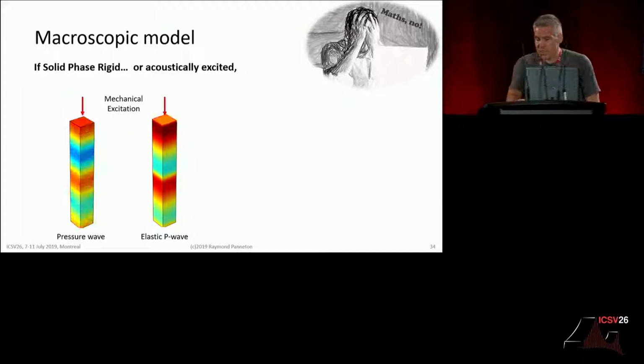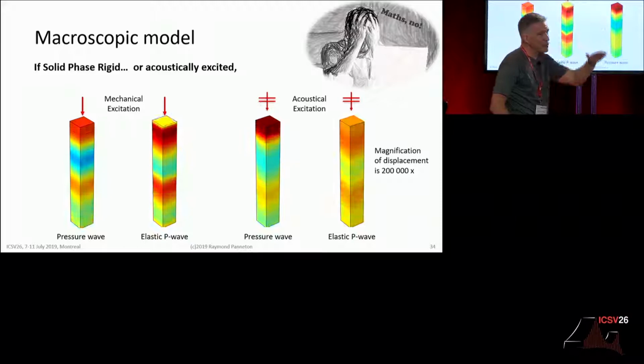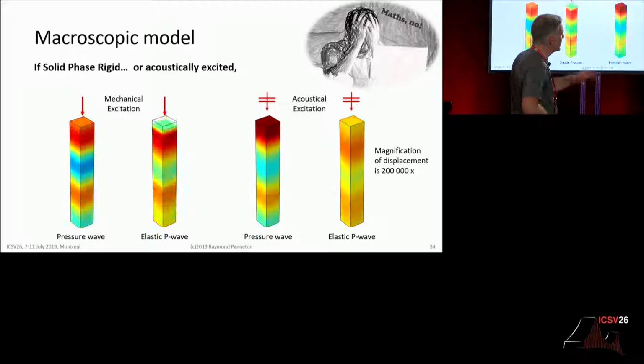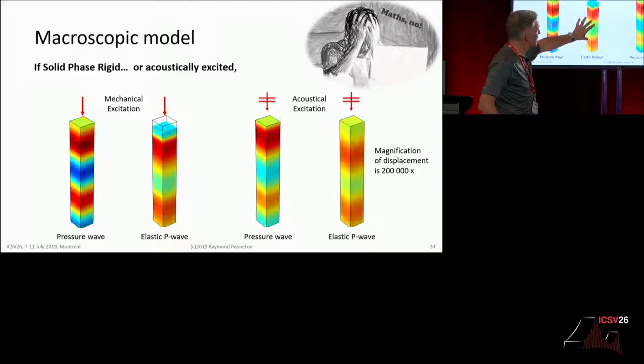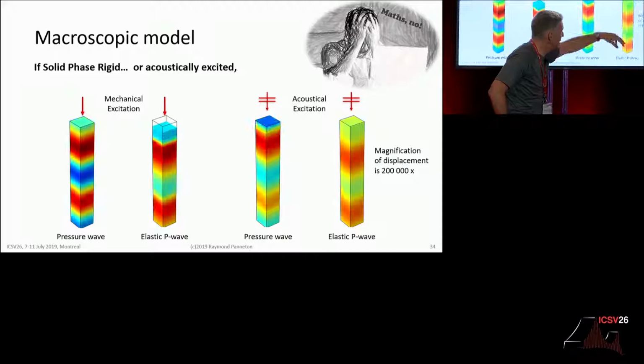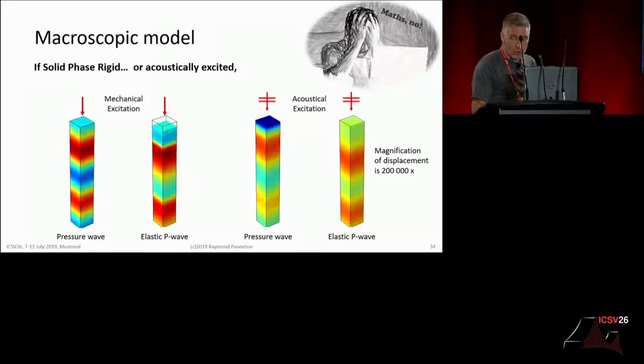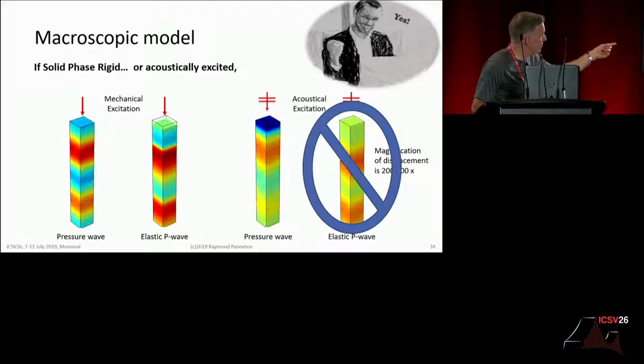But if it is acoustically excited, the coupling between the acoustical wave and the large impedance of the solid phase makes the solid phase almost motionless. And I recall here that the magnification is 200,000 times. This is the same I used, but when it is mechanically excited, you see the motion. When it is acoustically excited, there is no motion. So if we can consider that the frame is motionless, then the Biot equation says that the elastic wave, not P wave, but compression wave, in fact.